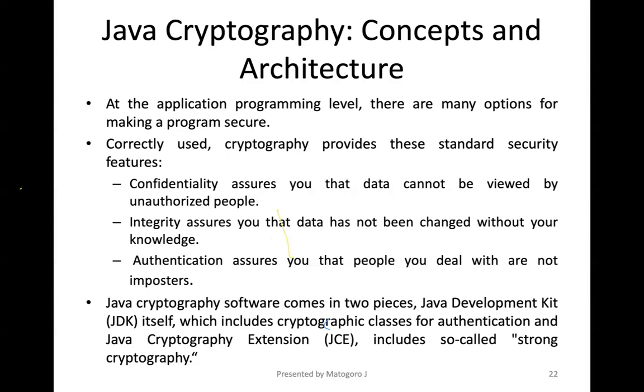So Java cryptography software comes in two pieces. We have the Java Development Kit itself, which includes cryptographic classes for authentication, and the Java Cryptography Extension, which sometimes we call strong cryptography. These are the two pieces that always come with Java cryptography software. And I know when you're doing self-learning, you should be able to expand on some of these concepts.